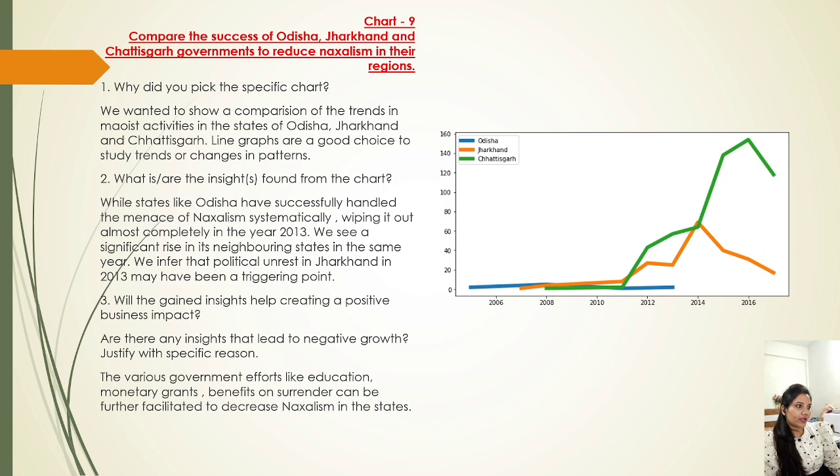So we found out the insight. While states like Odisha have successfully handled the menace of Naxalism, systematically wiping it out almost completely in 2013, we see a significant rise in its neighboring states in the same year. We infer that the political unrest in Jharkhand in 2013 may have been a trigger point. So various government efforts like education, monetary grants, and benefits on surrender can be further facilitated to decrease Naxalism in these states.